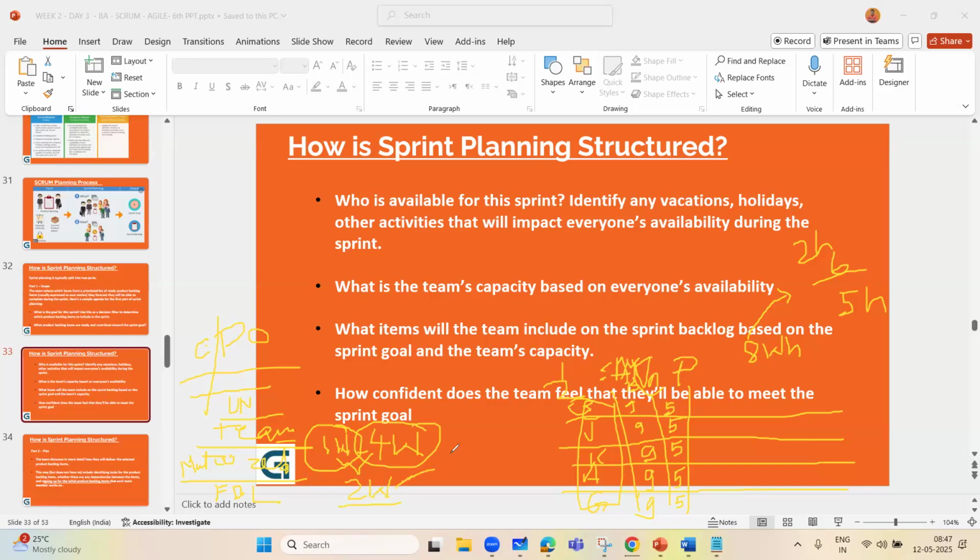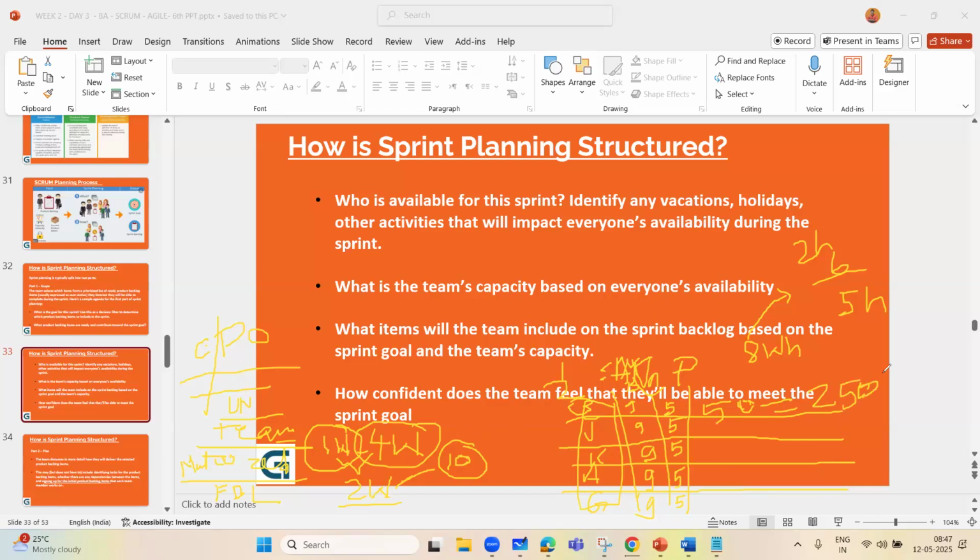10 days. If we say 10 days, how many hours per person? 5 hours per person. If you calculate with 5 productive working hours, it means 50 hours in a sprint per person. How many persons are there? 1, 2, 3, 4, 5. How much total capacity will be of that sprint? 250. The total capacity will become 250 hours.